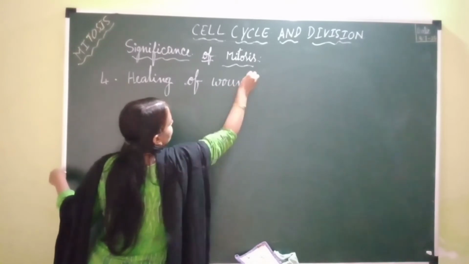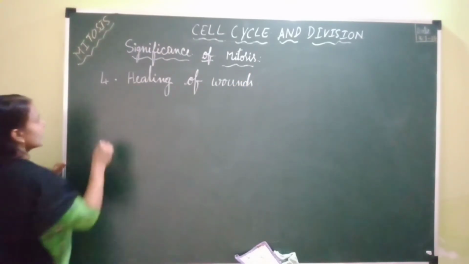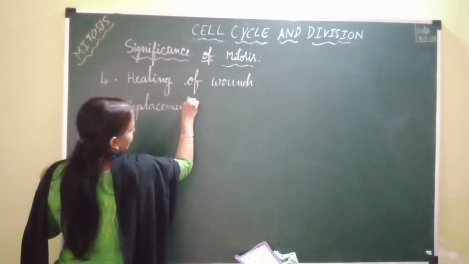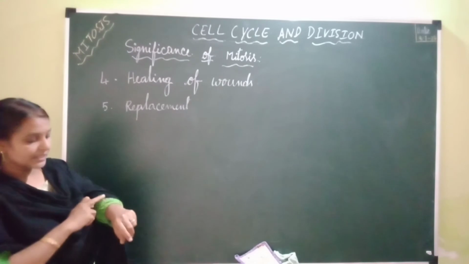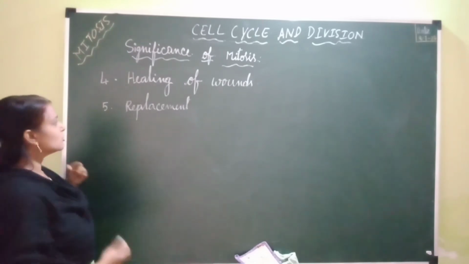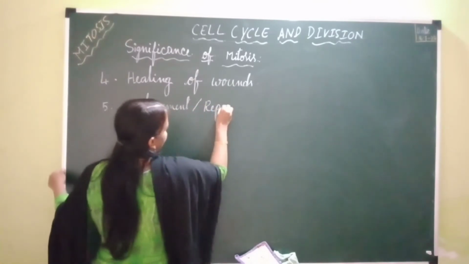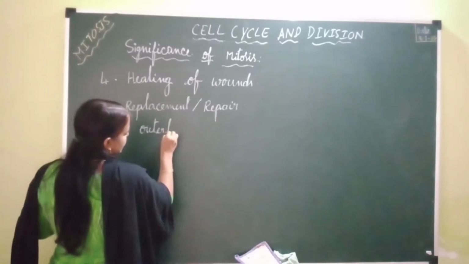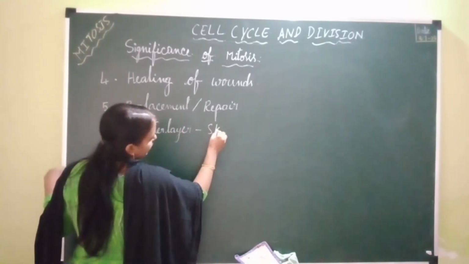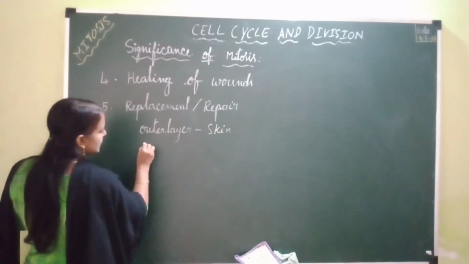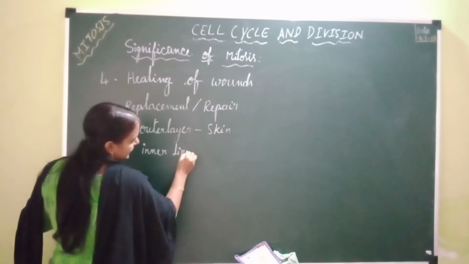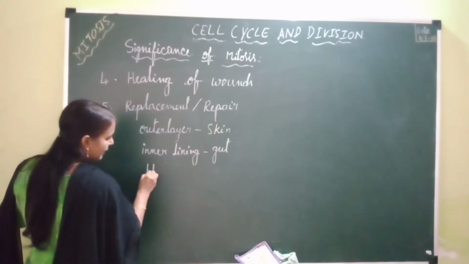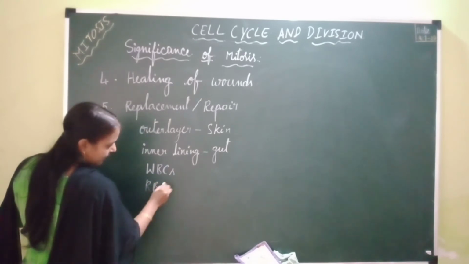Healing of wounds. And mitosis is also involved in replacement or repair of cells. For example, the skin cells present in the outer layer of the skin are always replaced by means of mitotic division. Even cells present in the inner lining of the gut are always replaced by mitotic division, and even WBCs and RBCs are always replaced by this mitotic division.